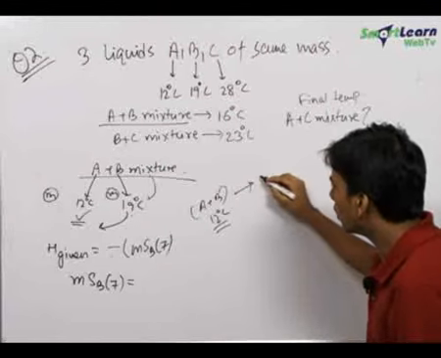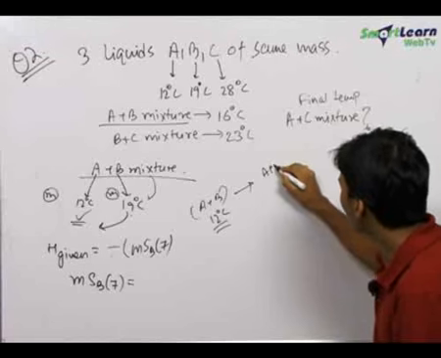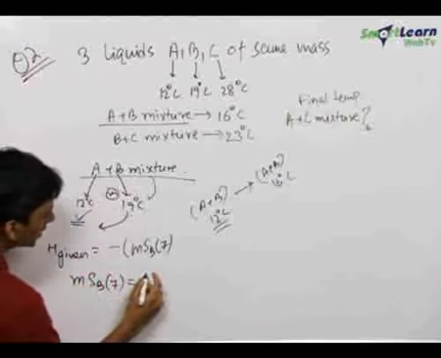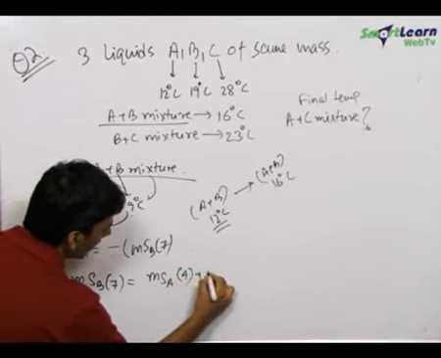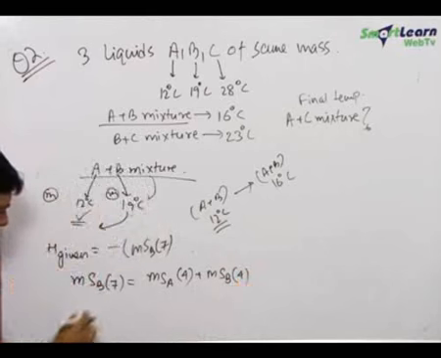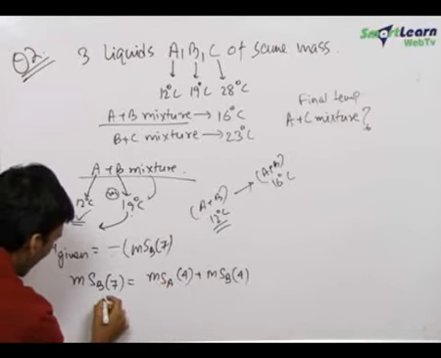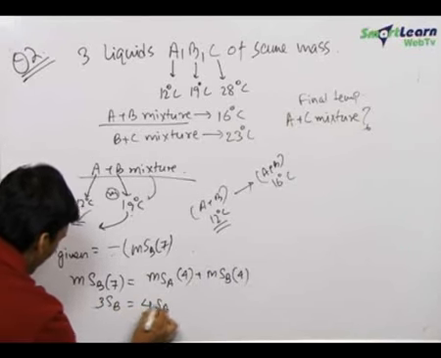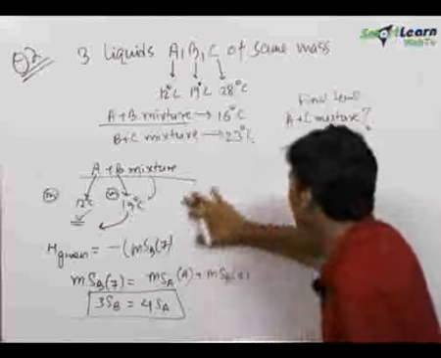Therefore we take this to the final temperature, that is 16 degrees Celsius, A plus B at 16 degrees Celsius. Therefore M into SB into 7 is equal to M into SA into 4 plus M into SB into 4. M gets cancelled to give 7SB is equal to 4SA plus 4SB, that is 3SB is equal to 4 times SA. So this is the first equation that we get.